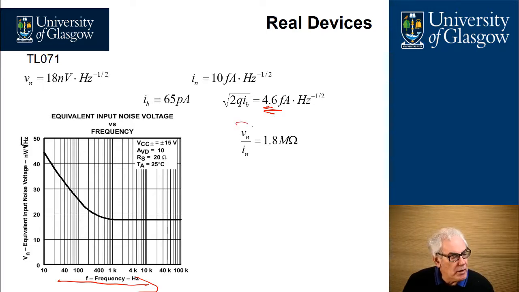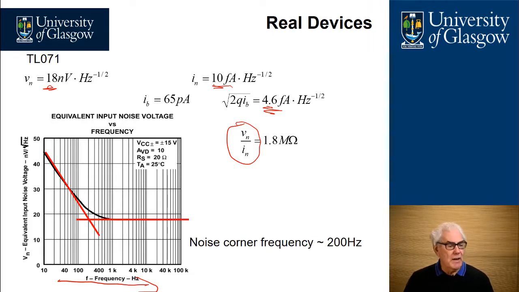We can also work out the best noise source matching, because we know what the noise voltage is. It's 18 nanovolts per root hertz. We know what the noise current is, and dividing those through we can get an ideal match from a source resistance standpoint of 1.8 megohms.